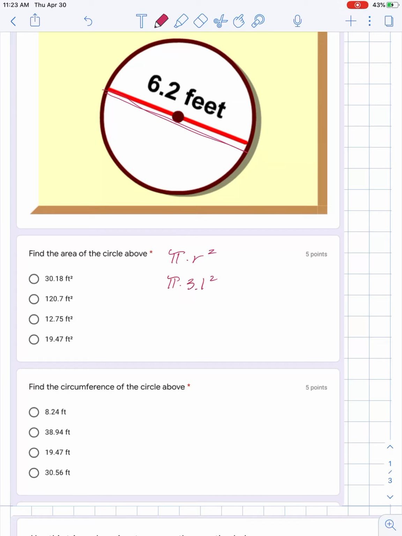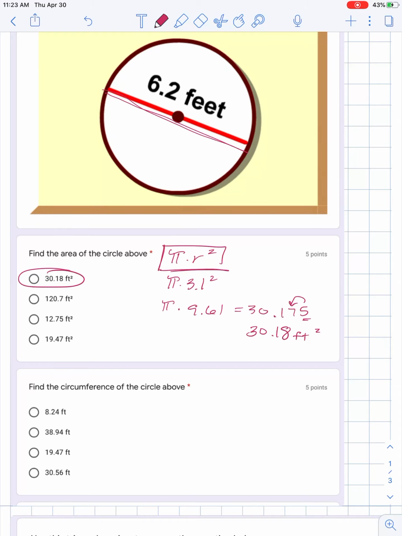And I'm going to go ahead and use a calculator. 3.1 times 3.1, which is the same as 3.1 squared. So we're going to do pi times 9.61. So it'll be 9.61 times 3.14, and I get 30.175. That 5 tells me to round that guy up, right? So my answer here is 30.18 feet squared. So pi r squared is how we find the area of a circle.